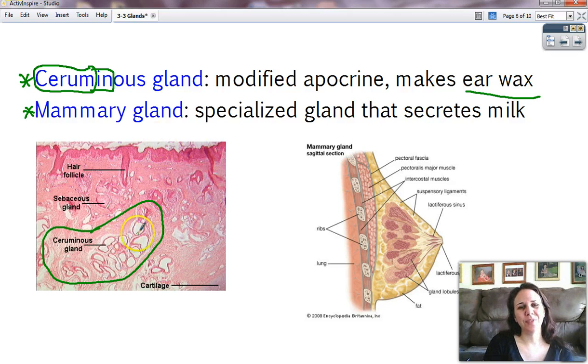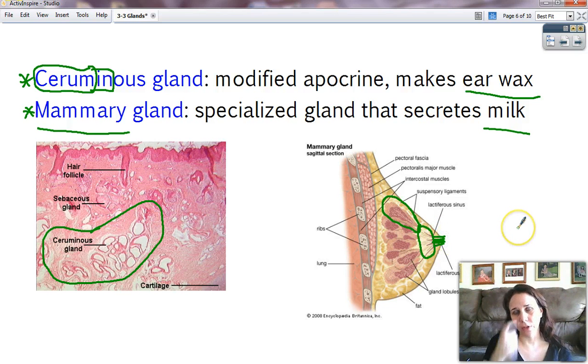So they secrete the wax inside of here, and then it comes out with the hair follicle, and then you get earwax. And then we have mammary glands, which, as you know, secrete milk. And so as you can see, these guys are much, much bigger. There's the gland. Right here is the duct. And then here is where it comes out.